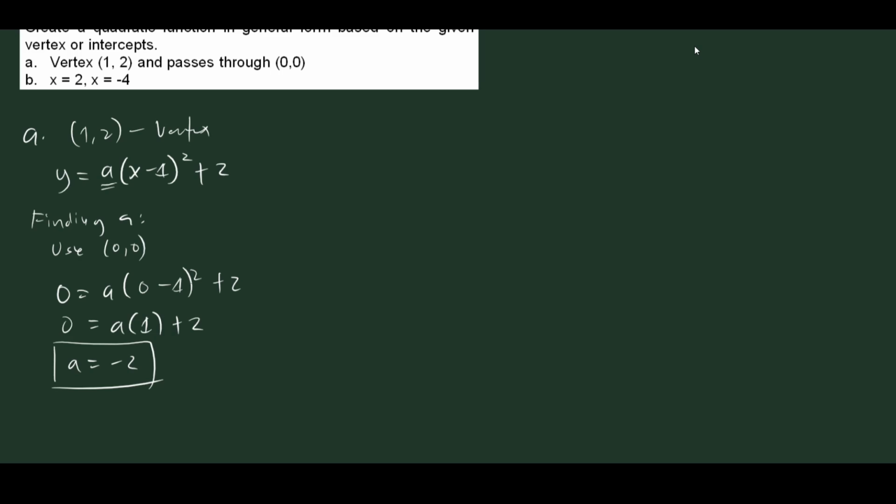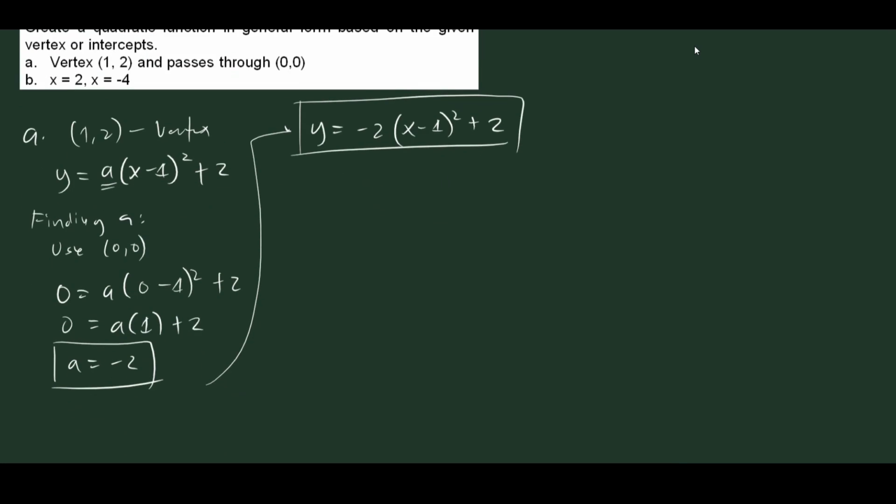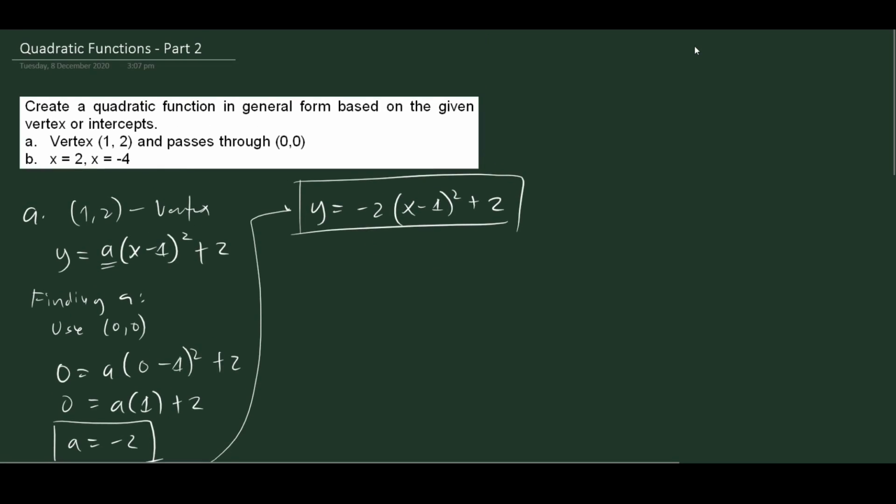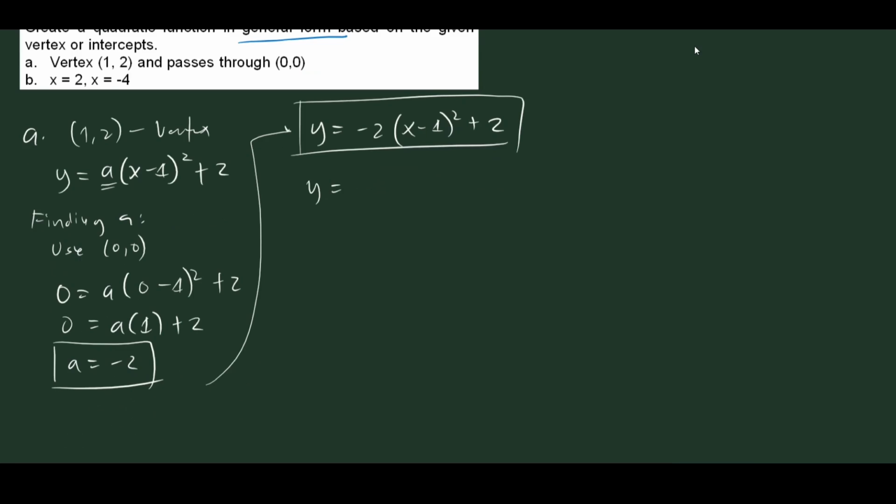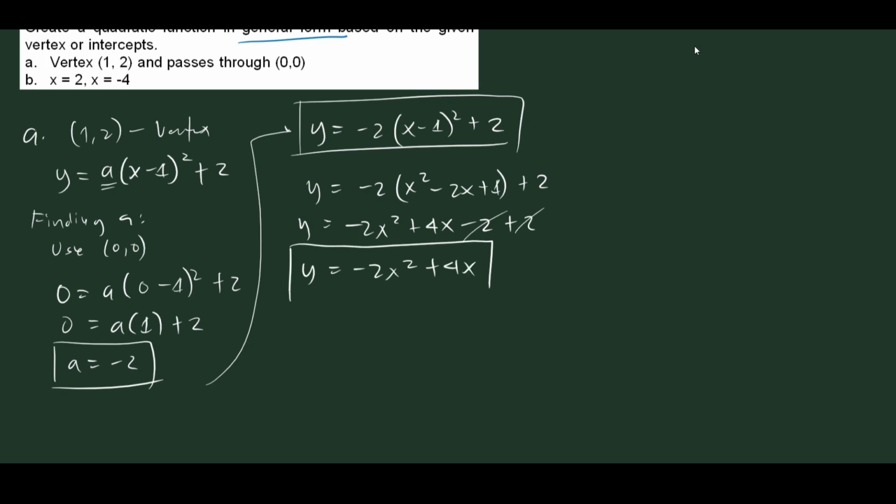And then we can substitute it to our function right here: negative 2 multiplied by (x minus 1) squared plus 2. So this is our quadratic function. In the question, it is stated that you must convert it to general form. We already know how to do that: negative 2 times (x squared minus 2x plus 1), and then plus 2. So y is equal to negative 2x squared plus 4x minus 2 plus 2. So this will be 0, and we get negative 2x squared plus 4x. So this is our quadratic function in general form.